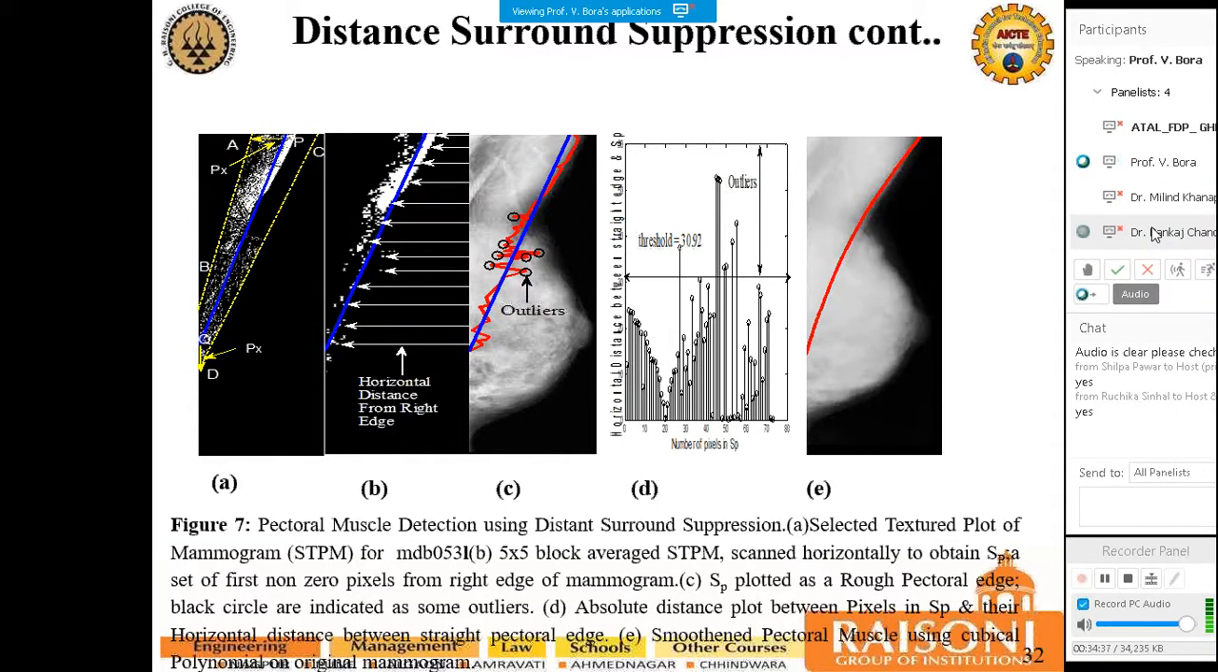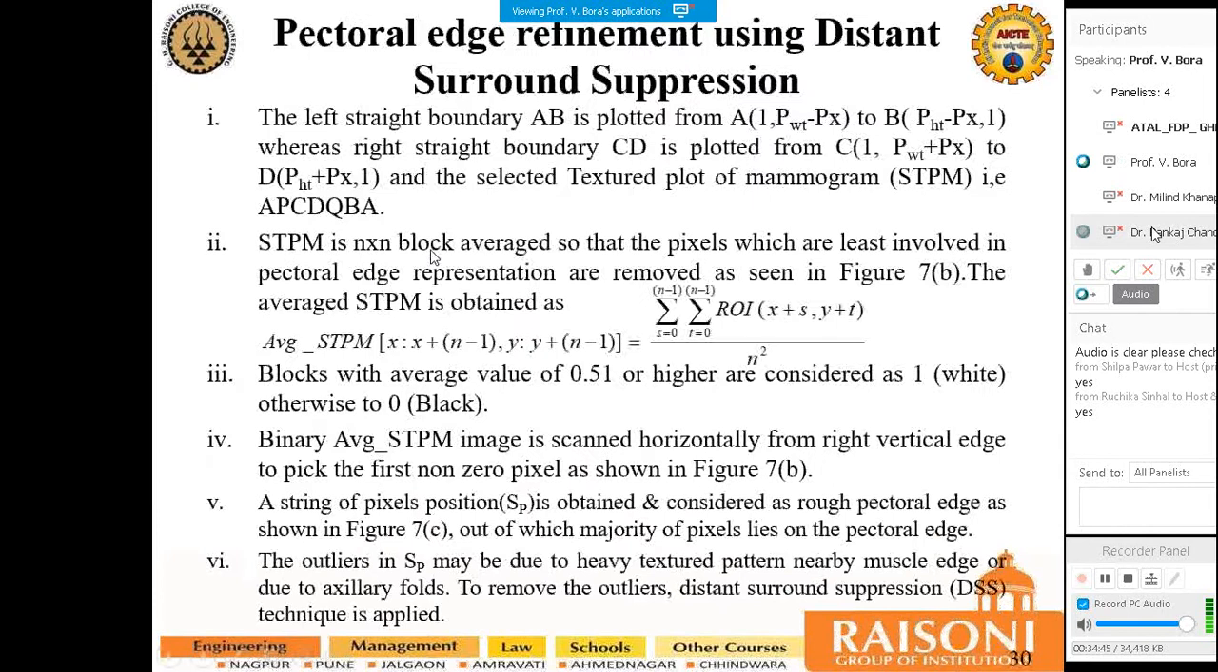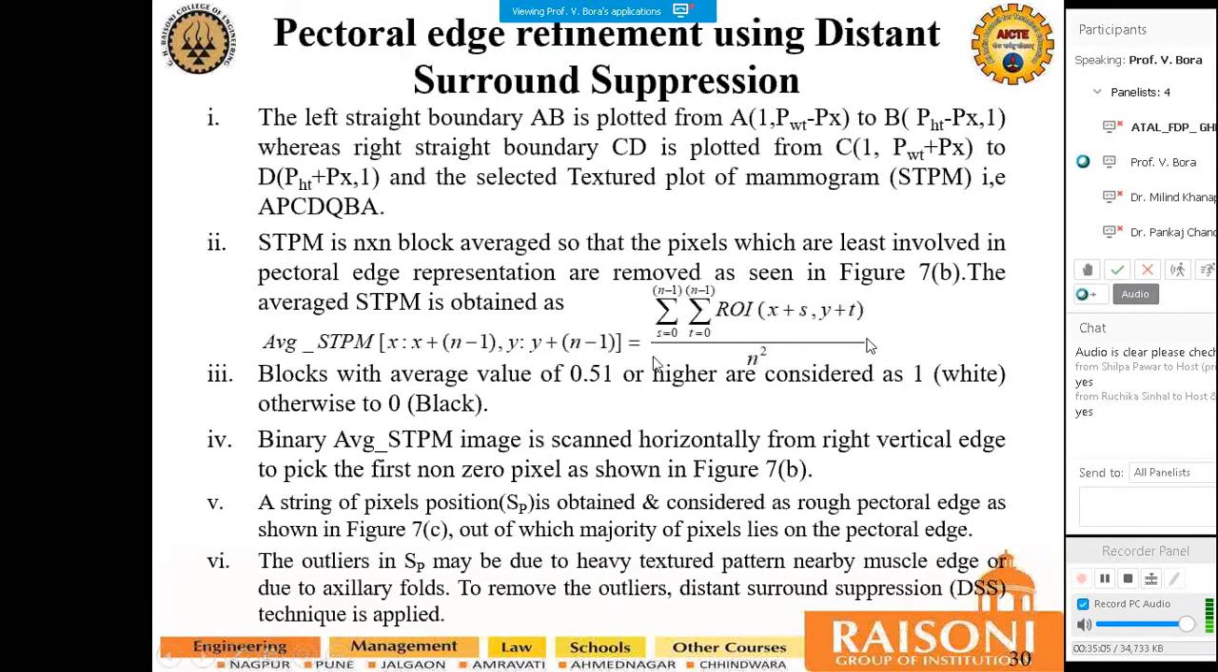Now, while doing this, STPM, I hope it is clear. It is the nth and block average. So the pixels which are least involved in the spectral edge representations are removed. We have removed the least possibility, and then we have considered this average STPM, which is the block averaging. See this: ROI, that is STPM, we have averaged them.